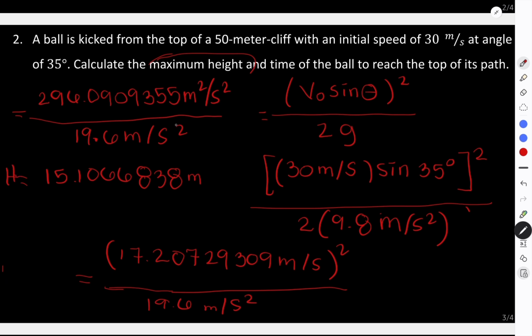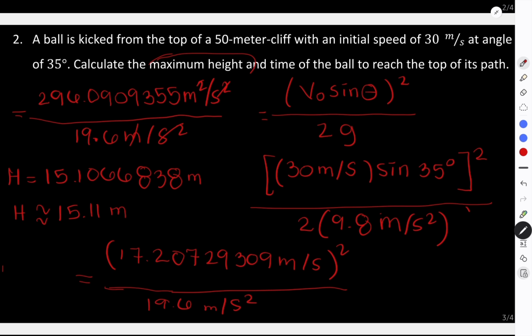Why? Because we cancel this, then eliminate this one and this one. That's why we have our meter. That is rounded to the nearest hundredths. That becomes approximately 15.11 meter.